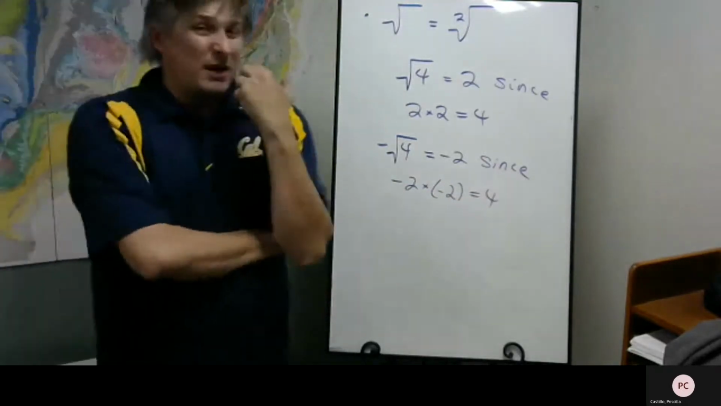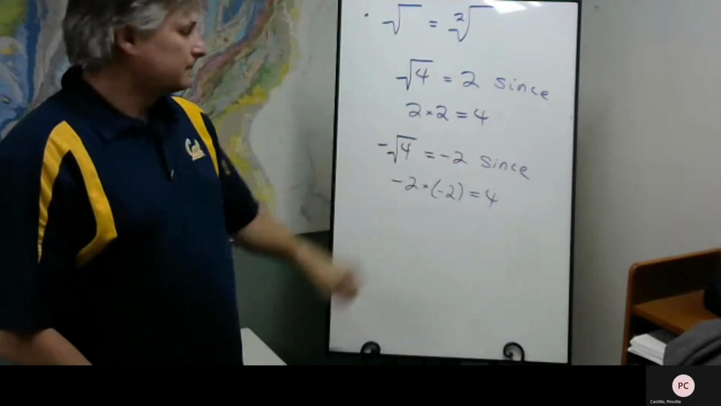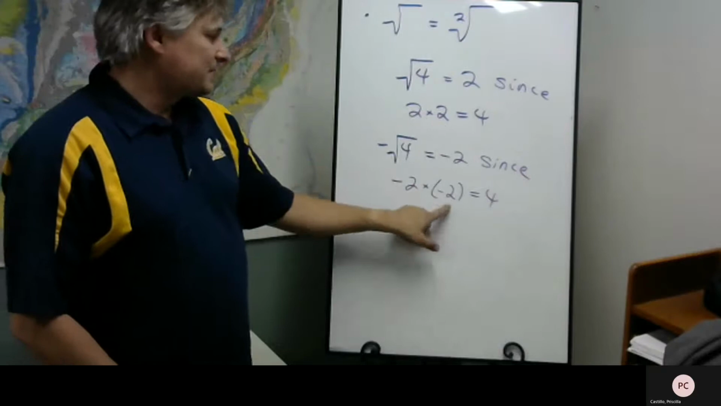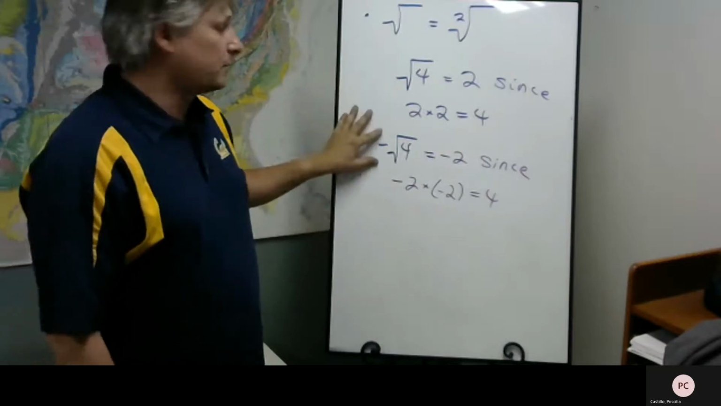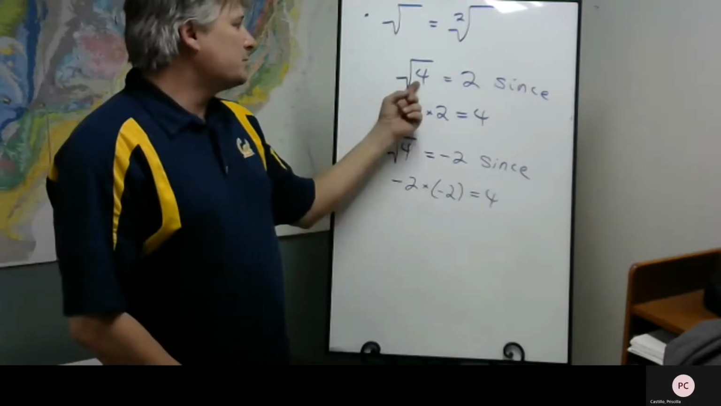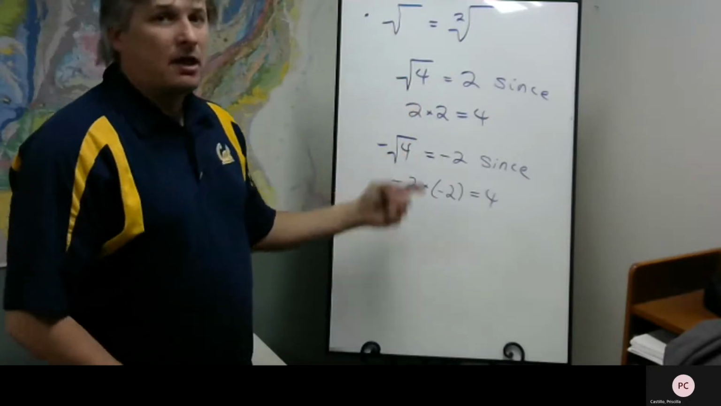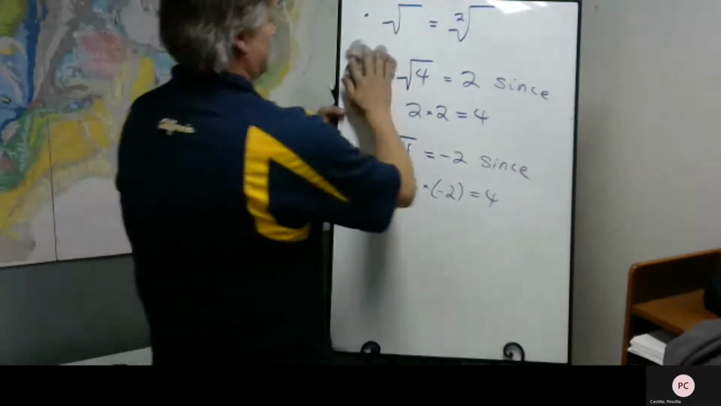Now, the whole reason why the square root works, this number is the same as that number. This number is the same as that number. So you can have a positive square root, you can have a negative square root. That's fine. But once the negative moves on the inside here, that's when things start to fall apart.